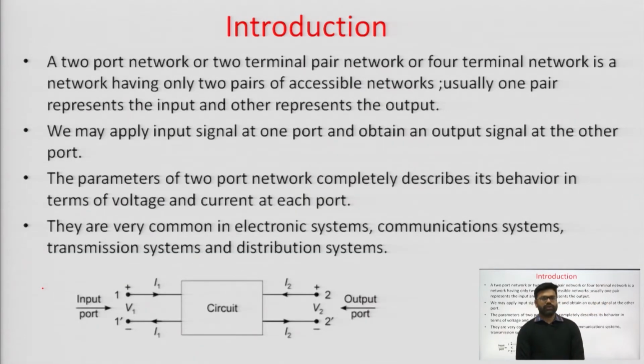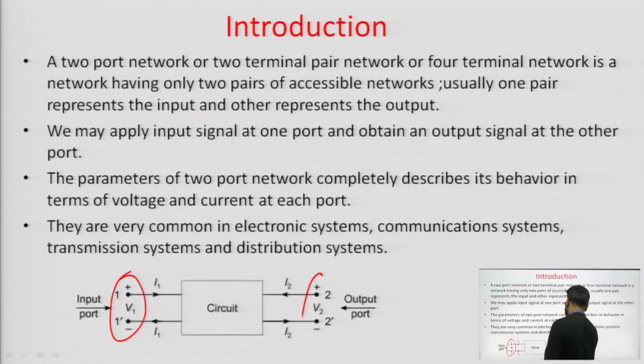So first of all, a two port network is also known as a two terminal pair. Two port means the same, and it actually consists of four terminals and two ports. One port is known as the input port and the other port represents our output port.